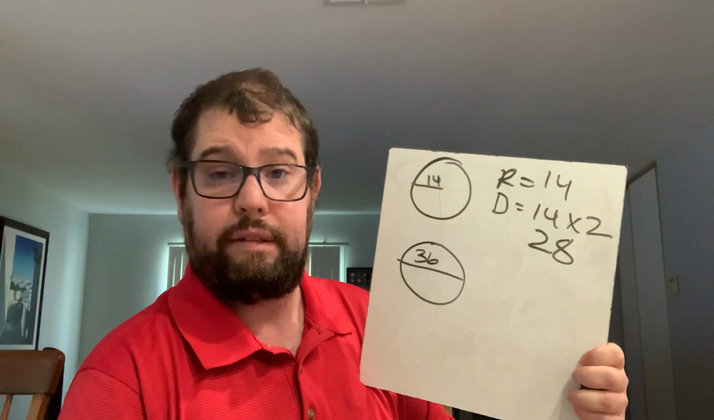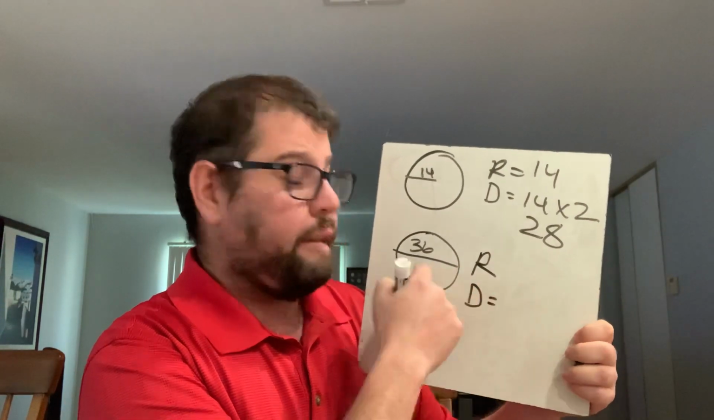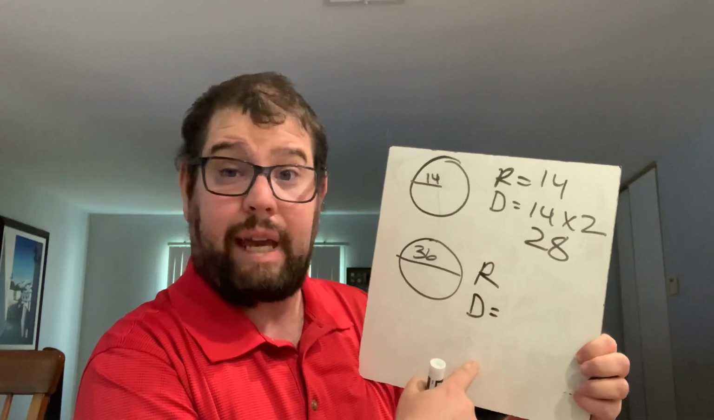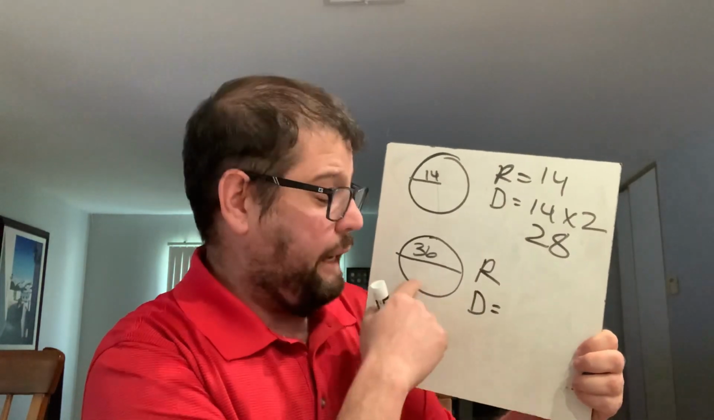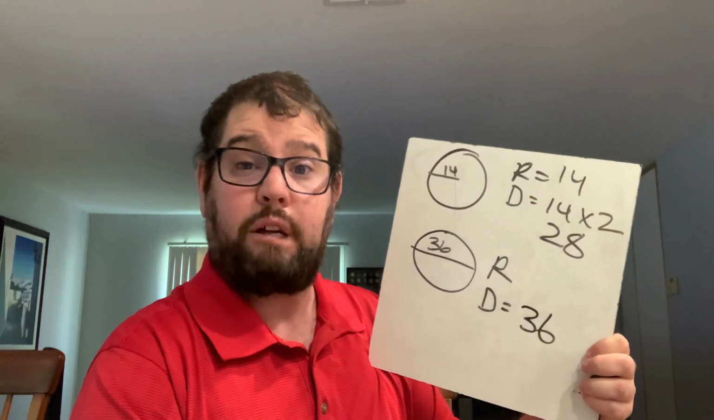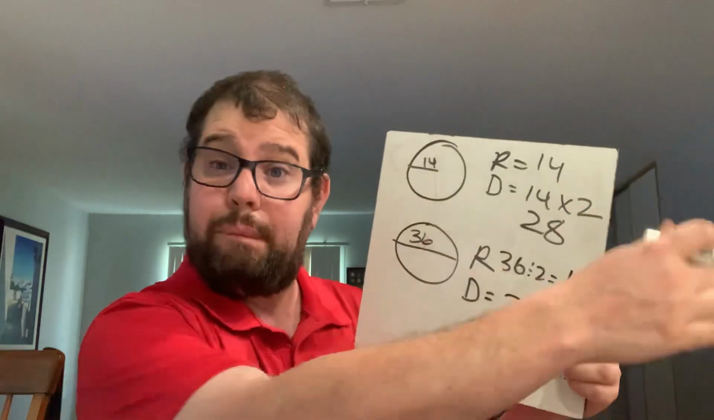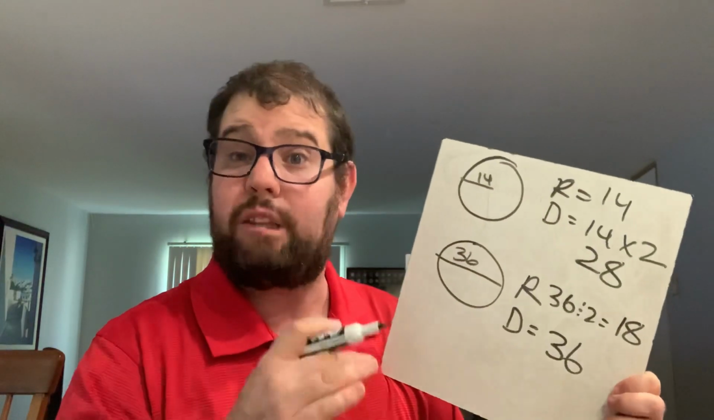If they give me the whole line, and I said this was like 36, now I know I need my radius and my diameter. Since they gave me my whole line, my diameter is already given to me. It is 36. Now, how do I find my radius? I'm going to take my diameter and divide it by 2 and get 18. So anytime you see a picture with a long line, automatically divide the whole line by 2 so you get the right number for the radius.